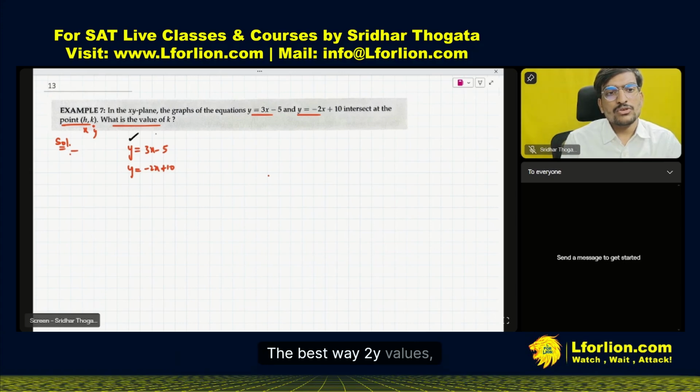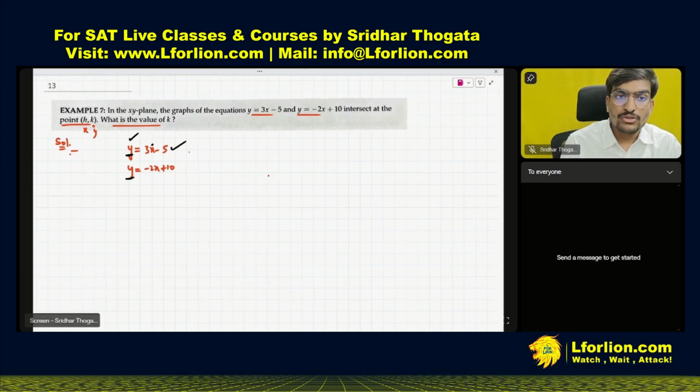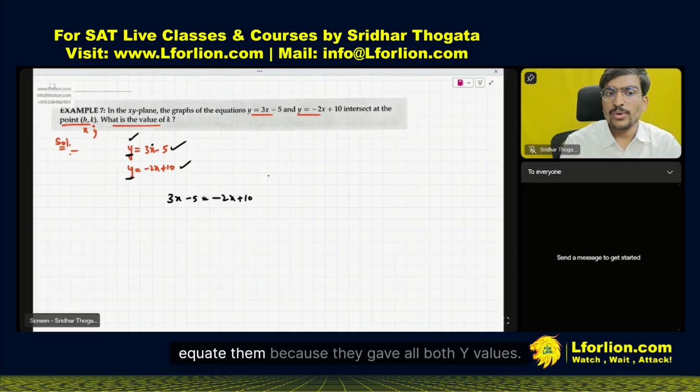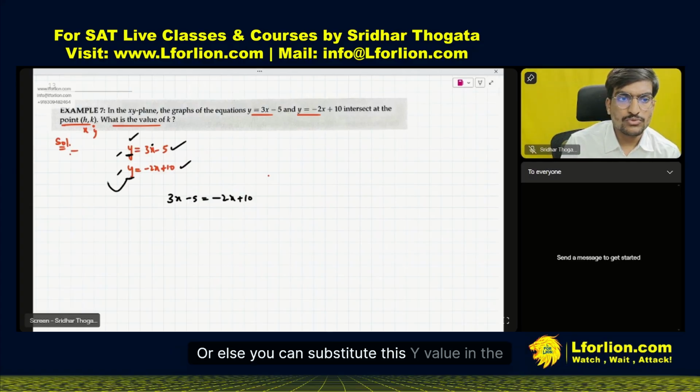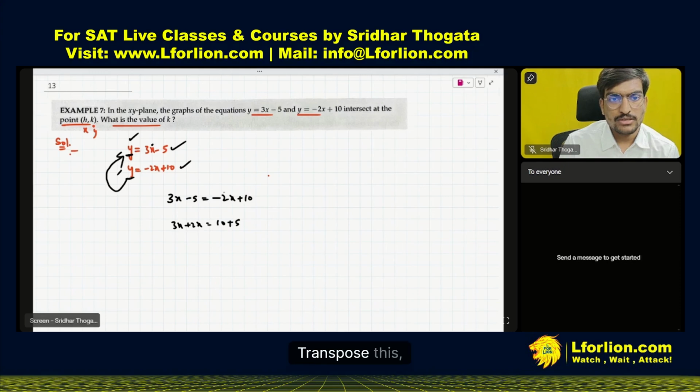You need to be a bit careful here not to get the value of x and then substitute. Here they have given two y values, so just equating them is the best option to get the solution in a quicker way. Equate them because they gave both y values. Or else you can substitute this y value in place of this one, and you still get the same. Then solve it and you get the value of x. So 3x plus 2x is going to be 10 plus 5. Transpose this: 5x equals 15, x equals 3.